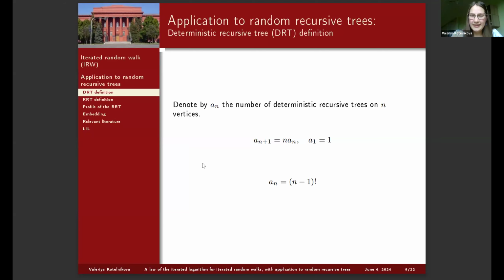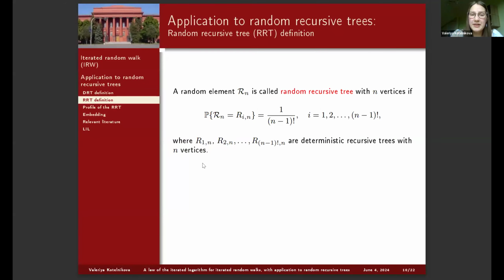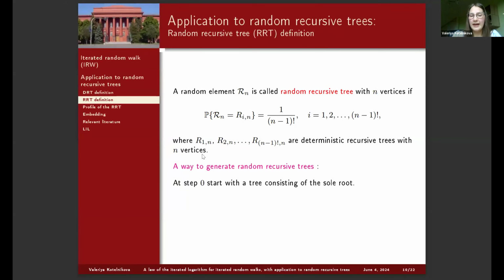And with this at hand, we move to the definition of random recursive tree. So a random element Rn is called a random recursive tree on n vertices if it is chosen uniformly at random from all possible deterministic recursive trees on n vertices. And how to generate such a random recursive tree?